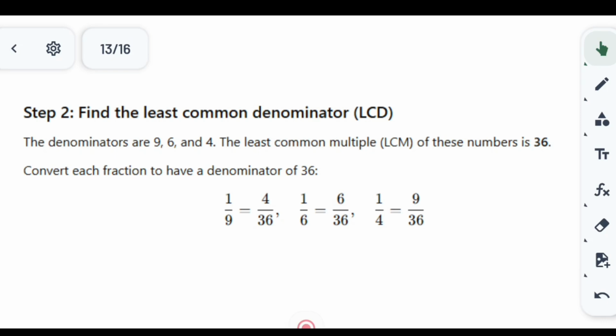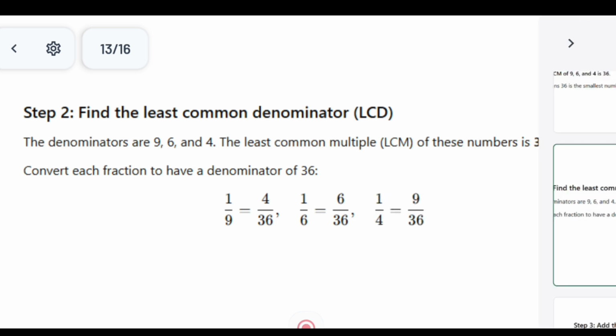After you find the least common denominator, the next thing that you need to do, just like earlier, is take 36, that is the LCD, divided by the resistance. 36 divided by 9, times 1, that will be 4. And then 36 divided by 6, times 1, that will be 6. And then 36 divided by 4, times 1, that is 9.